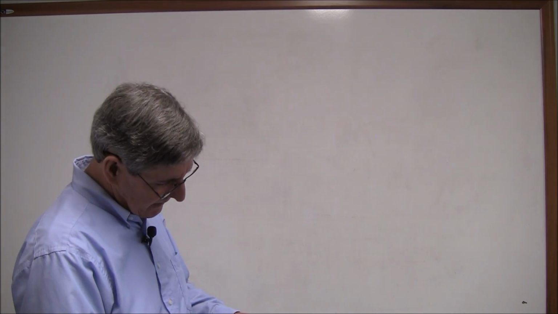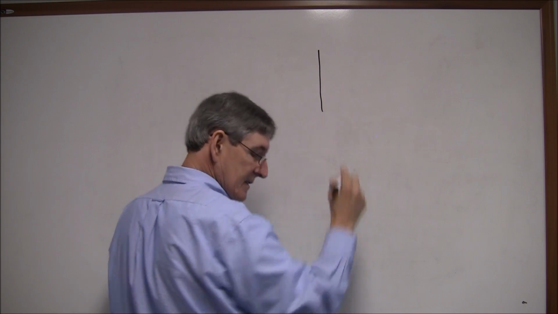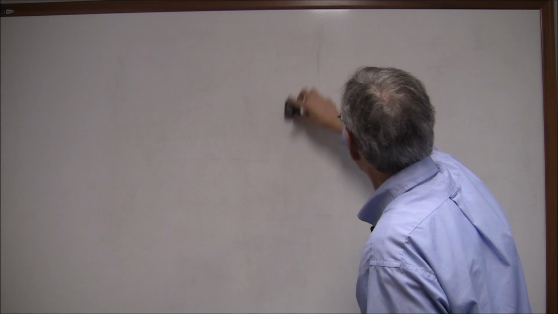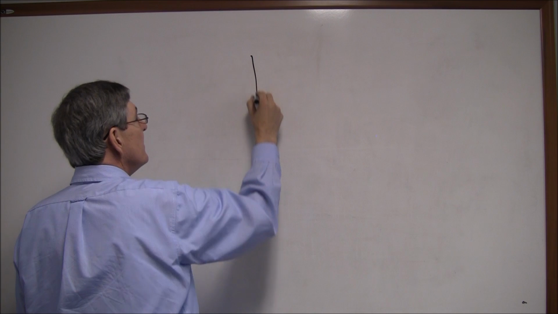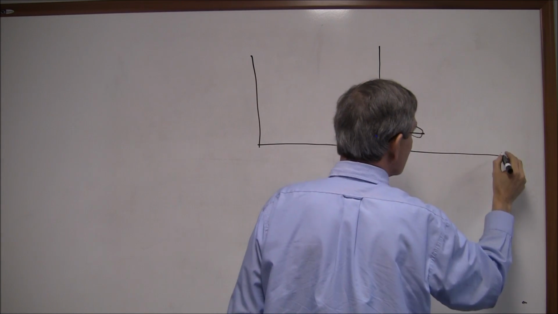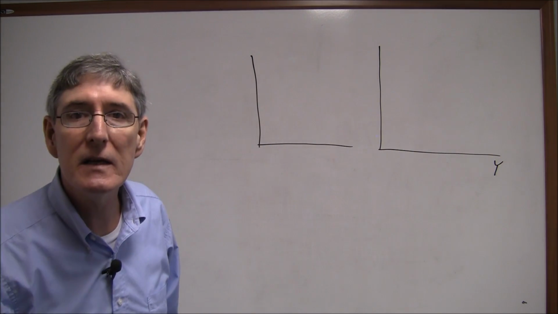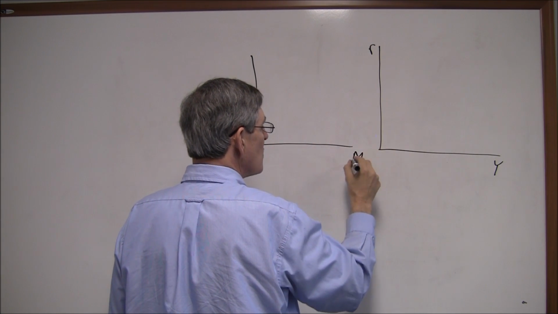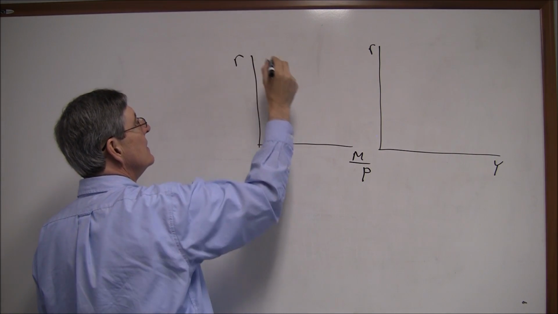Alrighty, so let's derive the LM curve. Just like before, except this time we have to put the graphs side by side. I'll explain why. So we want to derive this thing called the LM curve. So we want the relationship between income and the interest rate. And we're going to use this real money demand, money supply diagram to work that out.